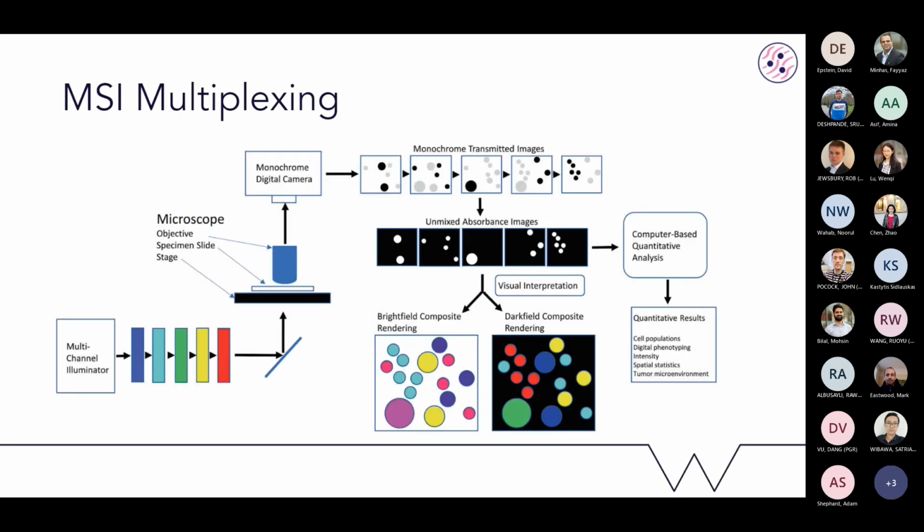So essentially, what they do is they illuminate the sample with each of these different bands in turn, and take a picture of the transmittance at that wavelength band to get all of these various different images, which they then process all together to give the final multiplexed image, visualizing all of the different dyes that you've put in there.